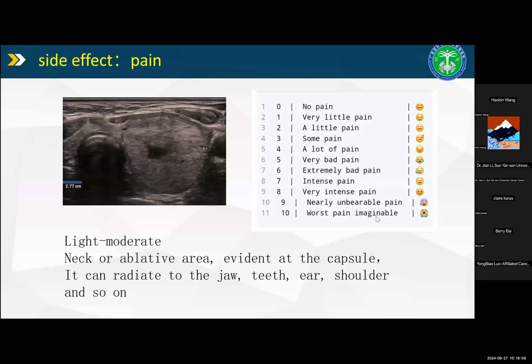And the first one is side effects. Microwave ablation is a surgery, so pain is very common. The pain is light to moderate, and it happens in the neck at the ablative area, evidenced at the capsule. It can radiate to the jaw, teeth, ear, shoulder, and so on.